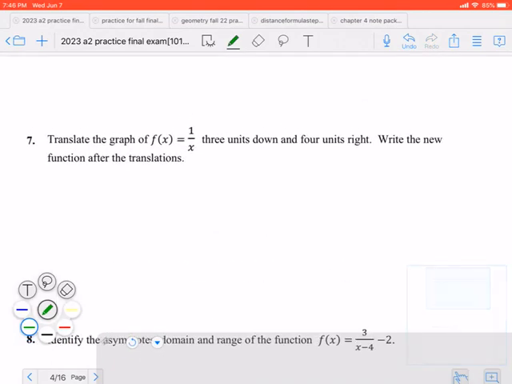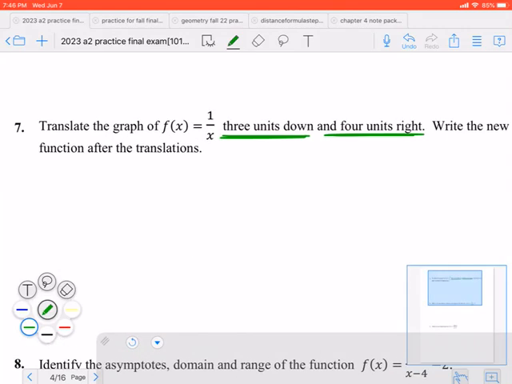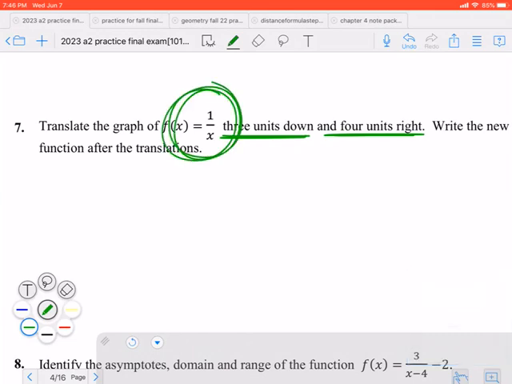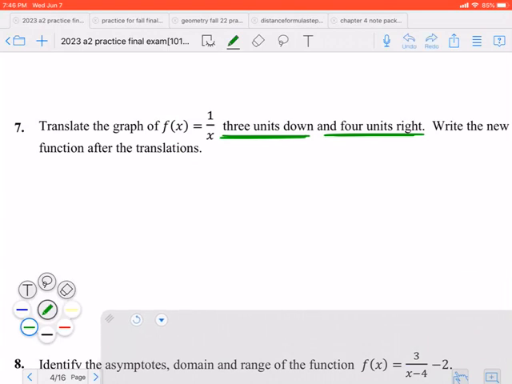Translate the graph of f of x equals 1 over x, 3 units down and 4 units to the right. Write the new function after the translation. So this was chapter 4, rationals. I can't remember if it was a 4, but it was the rational chapter.